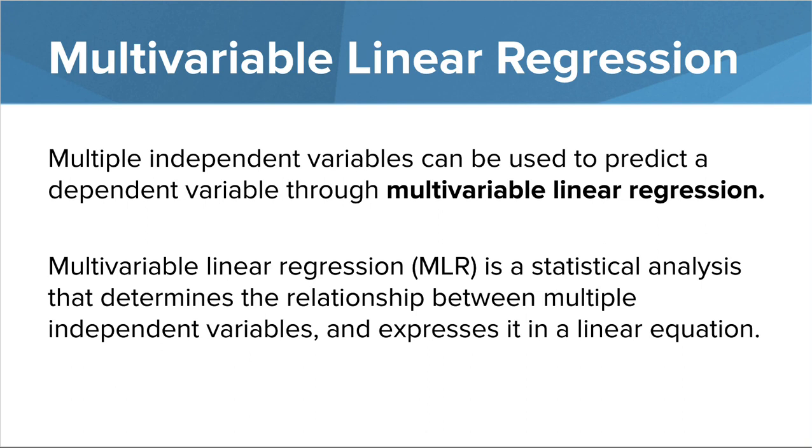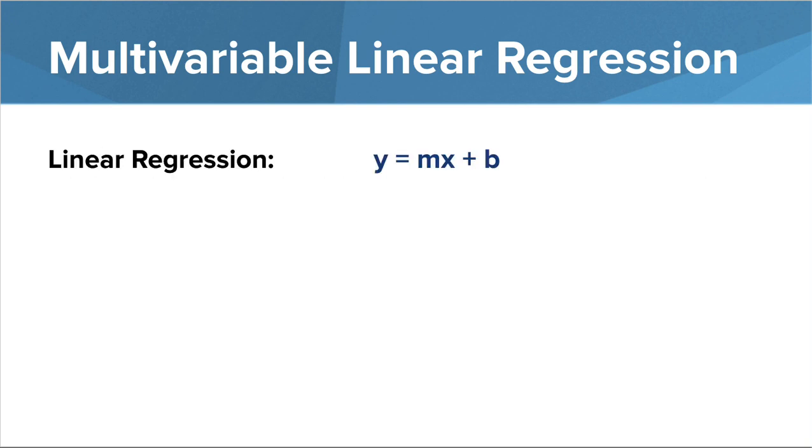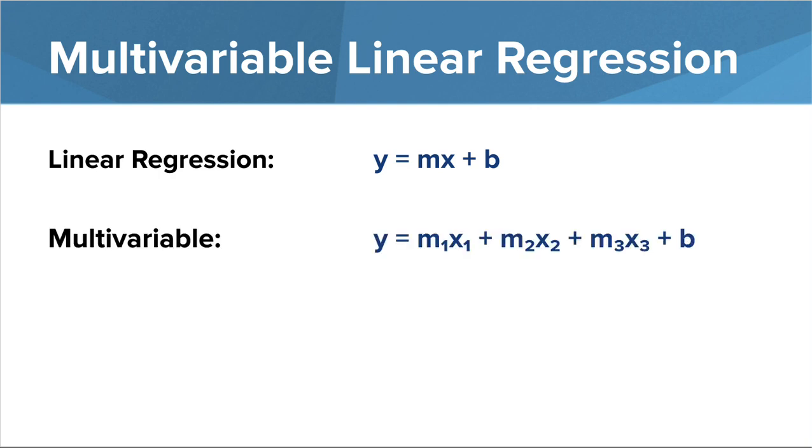linear equation. In the examples that we've looked at so far, the linear equation has been a simple y equals mx plus b equation, where the value of y is impacted by the value of x, or the independent variable. For multilinear regression, the value of y is impacted by all of the independent variables. In this equation, each x variable represents a different independent variable. You'll also notice that each variable has its own slope coefficient. This means that the weight or importance of each variable is different.